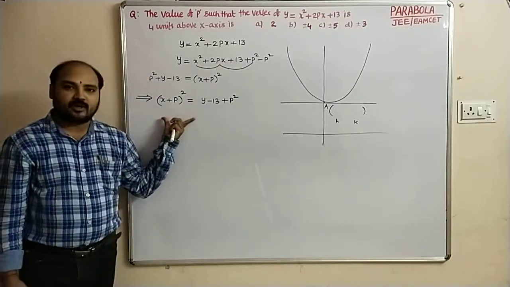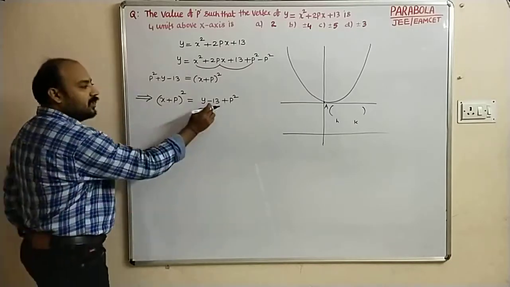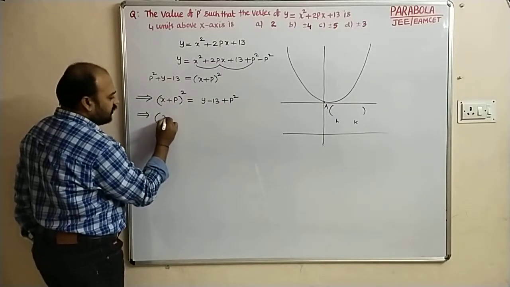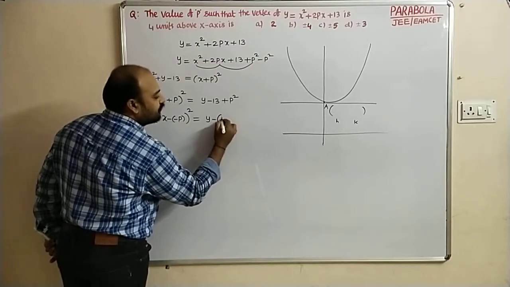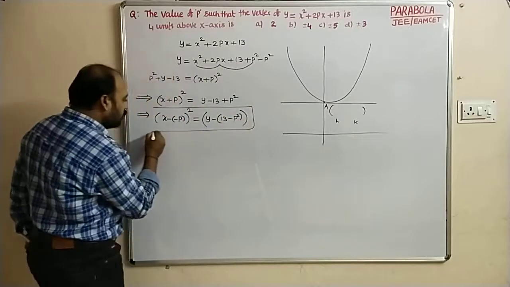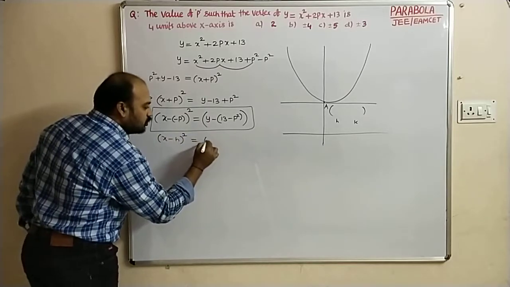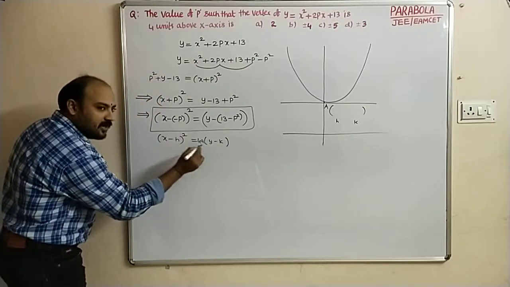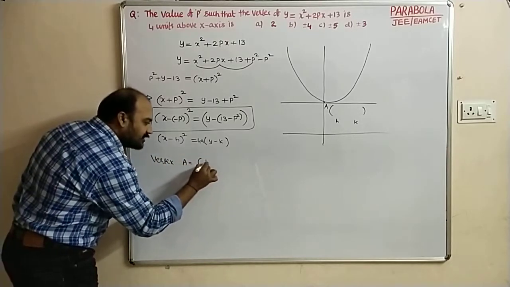To make this equation of the form x minus h whole square equal to 4a into y minus k, we can write this as x plus p whole square, that is x minus of minus p whole square, which is equal to y minus 13 minus p square. Now this equation you have to compare with x minus h whole square is equal to 4a into y minus k. For this type of parabola, h comma k is the vertex. Therefore, vertex of the parabola, capital A, equal to h comma k.